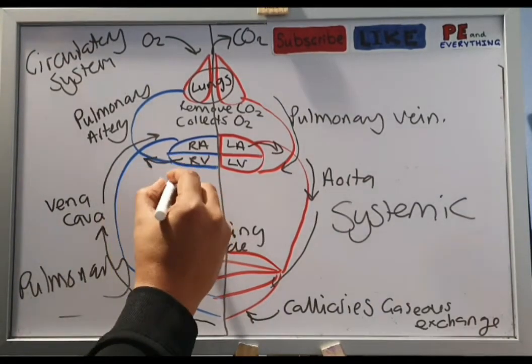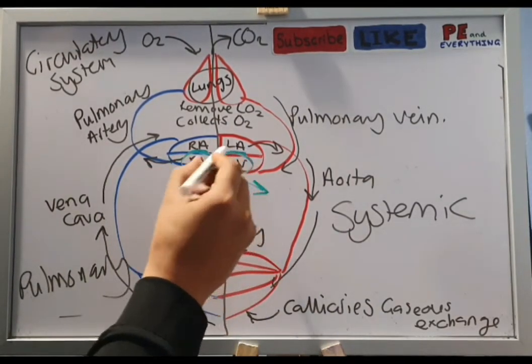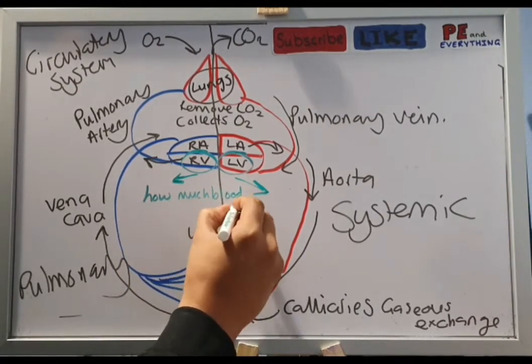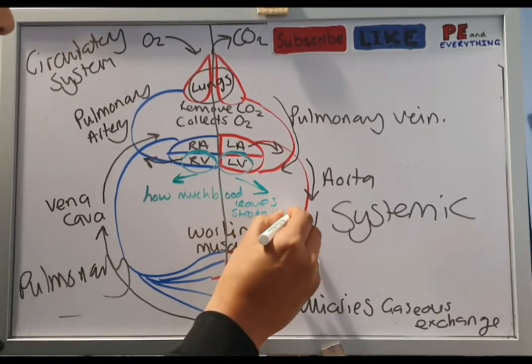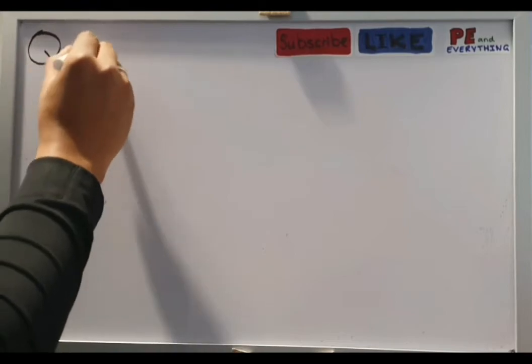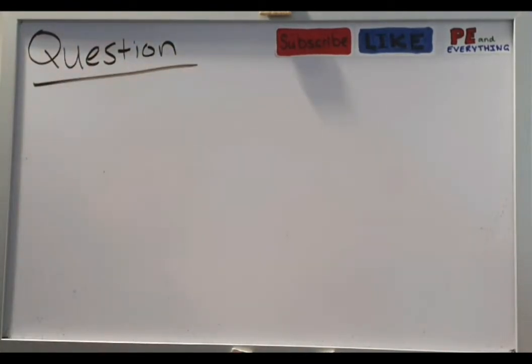Just a chance to catch up on some revision now. The amount of blood that gets pumped out of the left ventricle, sometimes both, per heartbeat is known as stroke volume. Moving on to a GCSE style question now.